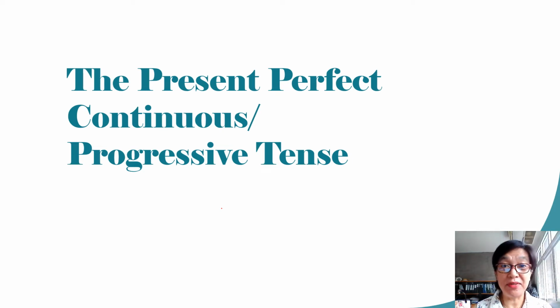We're still talking about the verb tenses, and this time it is the present perfect continuous, or in American English, the present perfect progressive tense. And by the way, the perfect tenses are more common in British than in American English. So, what is this all about?